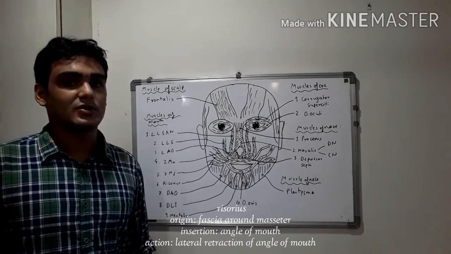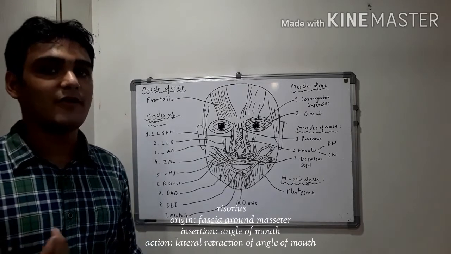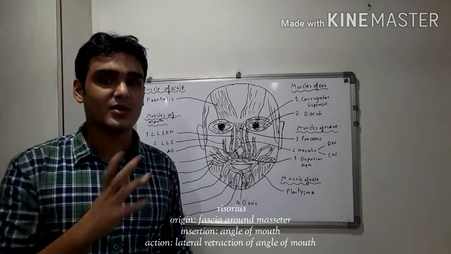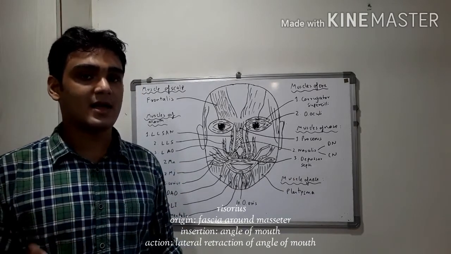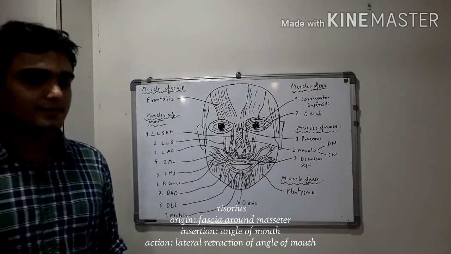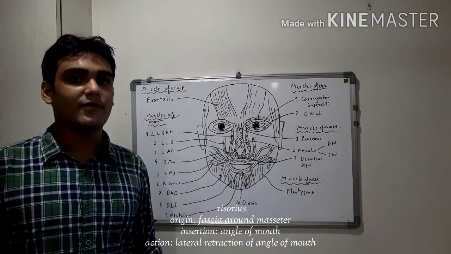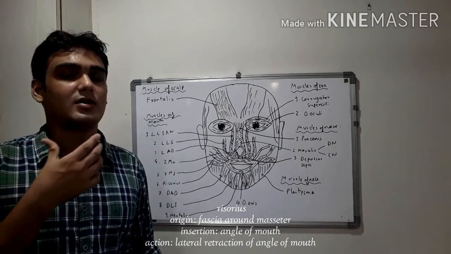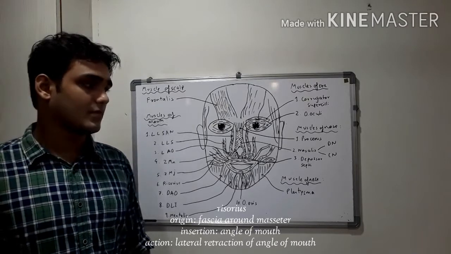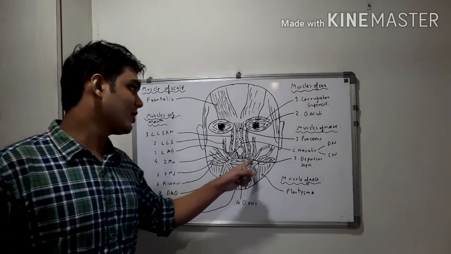Then we have the risorius muscle. So as I said, risorius has an origin from a fascia, the fascia around the masseter muscle. It is inserted at the angle of mouth, and it has the action of retraction of the angle of mouth. It retracts the angle of mouth laterally. Then here is the orbicularis oris muscle.